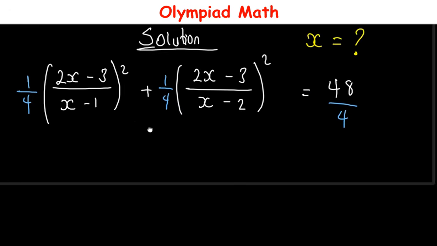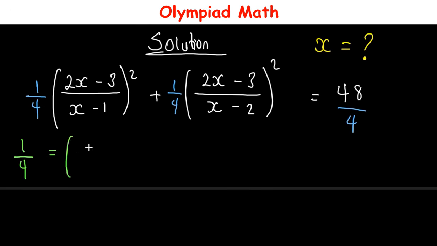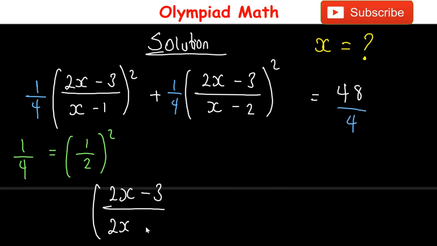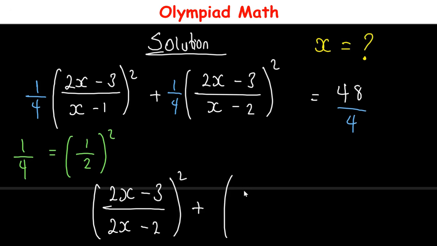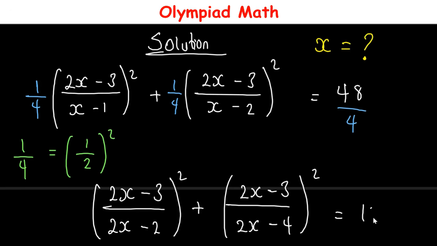From here, first of all, 1/4 can be written as (1/2)^2. So we can then write this equation as ((2x - 3)/(2x - 2))^2 + ((2x - 3)/(2x - 4))^2 = 48/4 = 12.